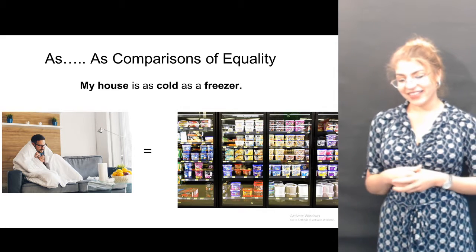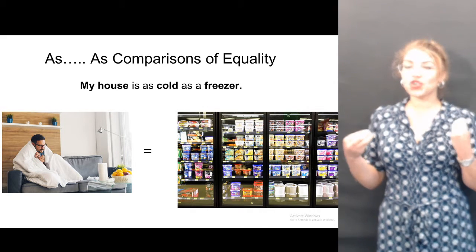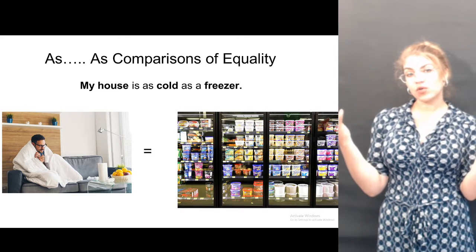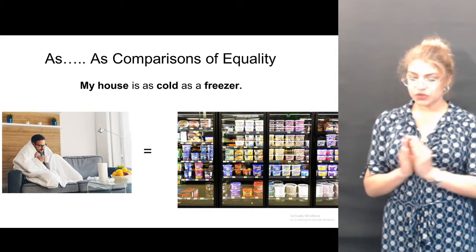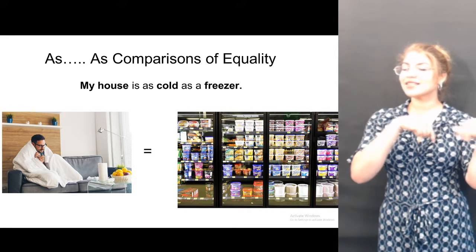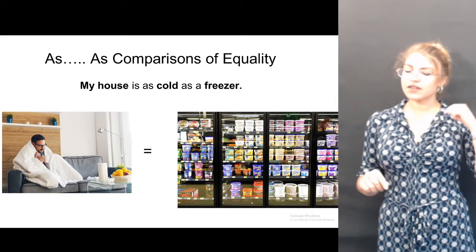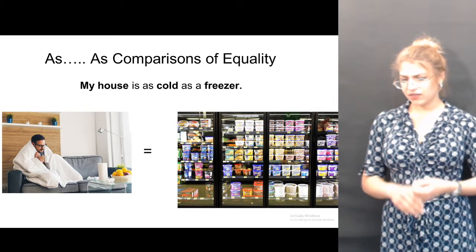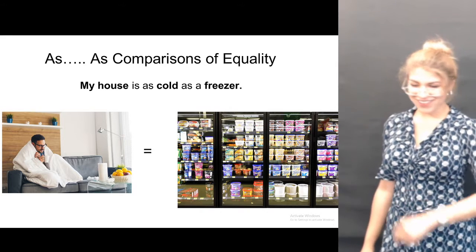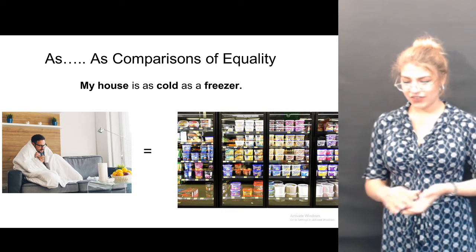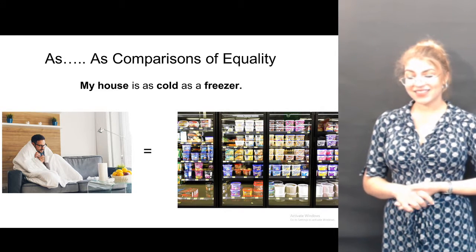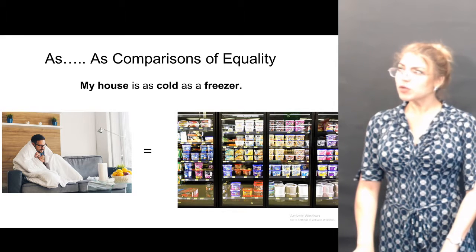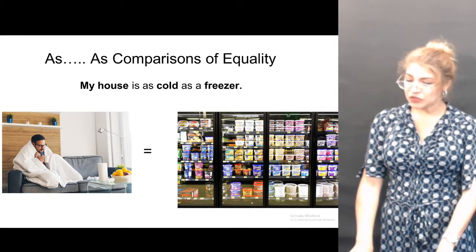But we do say it like this, like my house is as cold as a freezer. My freezer is cold, my home is cold. Both of these things are cold. So, my house is as cold as a freezer. Mi casa es tan frío como un, I don't know how to say freezer. Congelador. Mi casa es tan frío como un helador. Está muy frío. Como aquí. Está muy frío, ¿no? Like, I feel so cold.